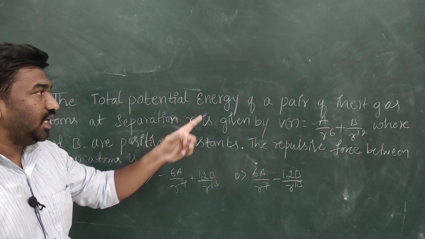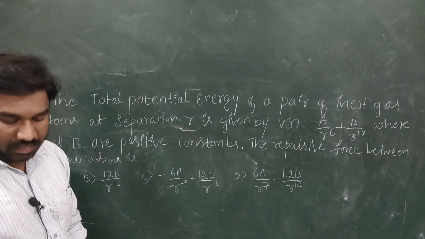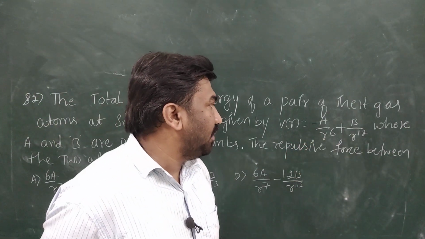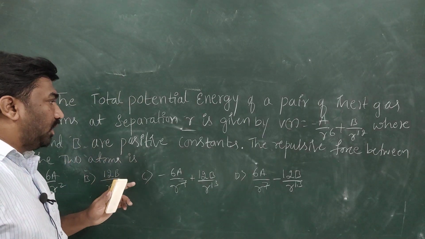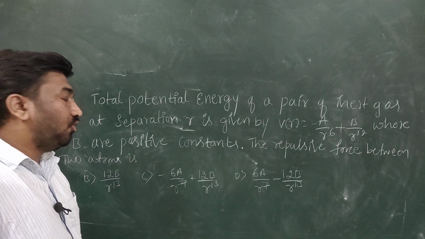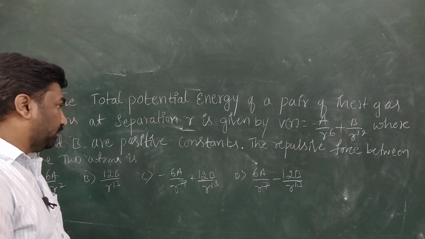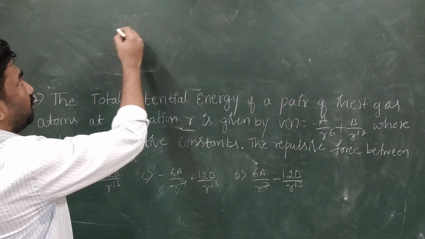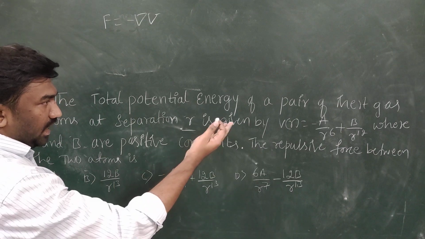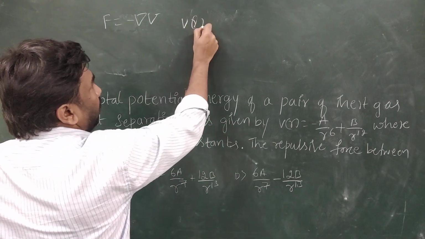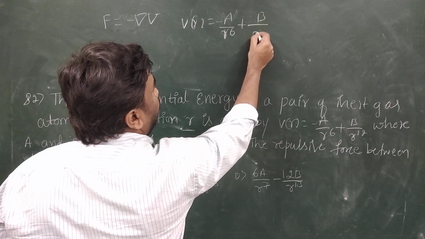The total potential energy of a pair of inert gas atoms at separation R is given by V of R is equal to minus A by R power 6 plus B by R power 12, where A and B are positive constants. The repulsive force between the two atoms is, we know that the relation for force and potential is F is equal to minus gradient of potential. So here the potential is V of R is equal to minus A by R power 6 plus B divided by R power 12.